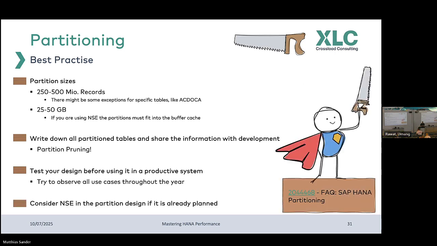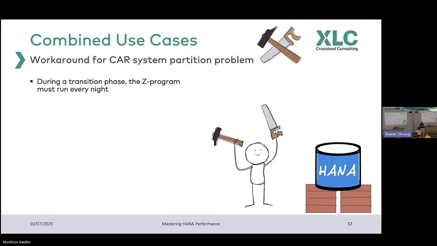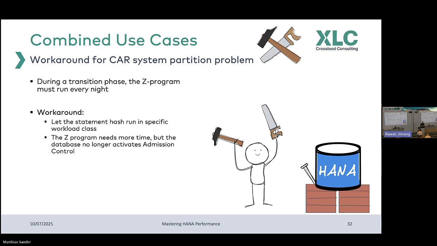And then the combined use cases. The workaround for the partitioning problem was, during a transition phase, as I said before, until the development would change the program, it needs to run every night. So there was no other solution. And in this case, we built a workload class, bound it to this specific hash, not to a user, only to this problematic hash with the join of both tables.